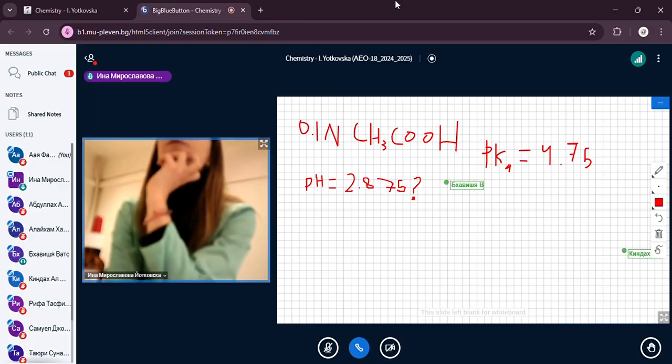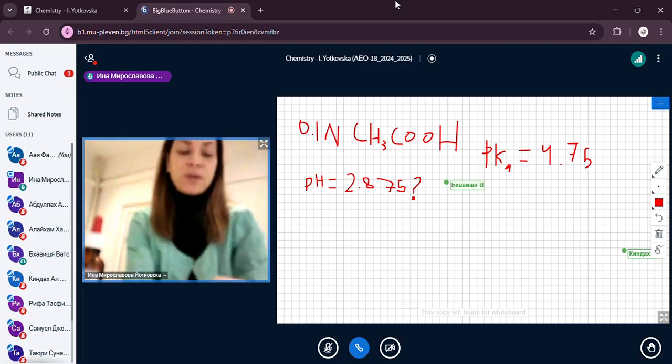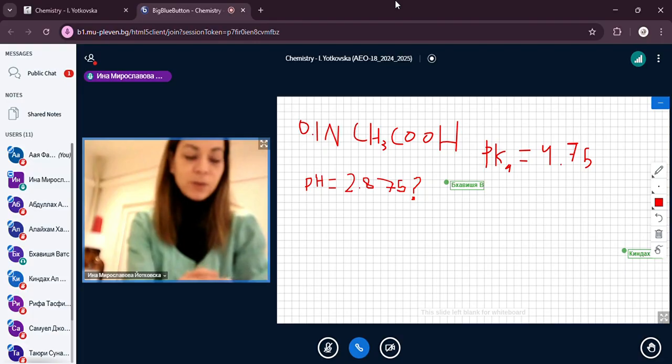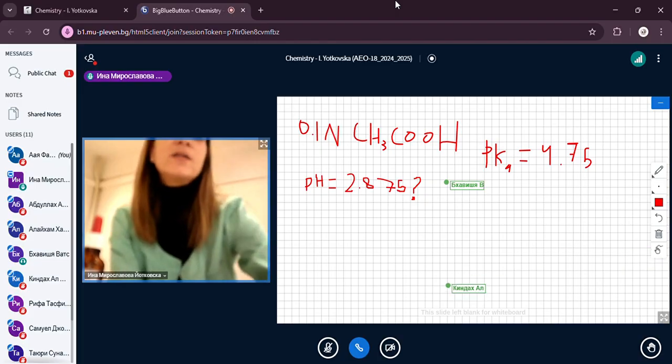One plus 4.75 is 5.75, divided by 2 is 2.88.